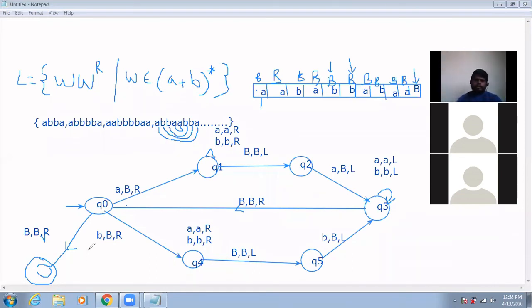Now the thing is, this is the final state where I sent it, and I should not give the self loop here, blank on blank. If I give a self loop here in the final state, it will go into an infinite loop. So remember, you cannot always give this.